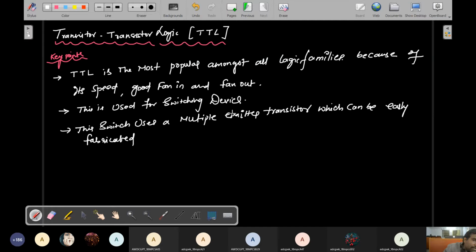Actually, it is a multiple emitter transistor because here we give multiple inputs to the emitter only. That is the reason it is called a multiple emitter transistor. And I'll show the multiple inputs in the circuit diagram. You can understand what a multiple emitter transistor means.